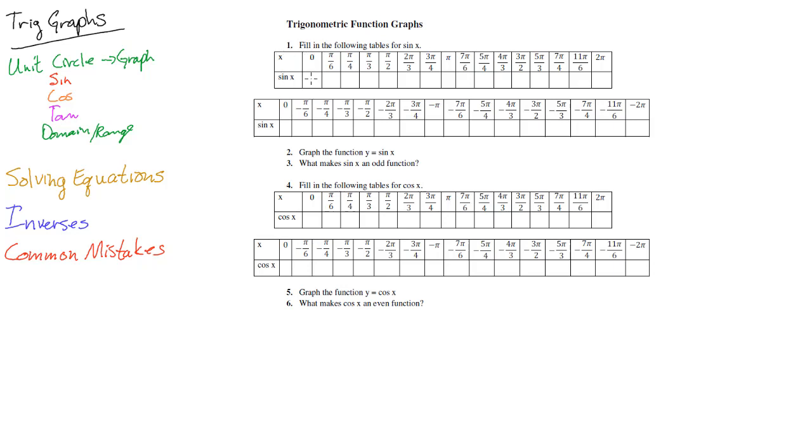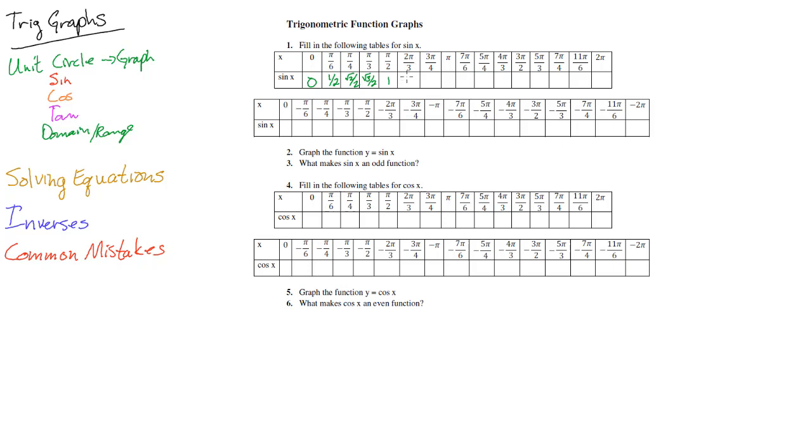So sine of 0 is 0. Sine of pi over 6, that's up 30 degrees. That goes up to 1/2 on a 30, 60, 90 triangle. Pi over 4 is going to be square root of 2 over 2. Pi over 3 is square root of 3 over 2. Pi over 2 is clear straight up. The sine value is 1.